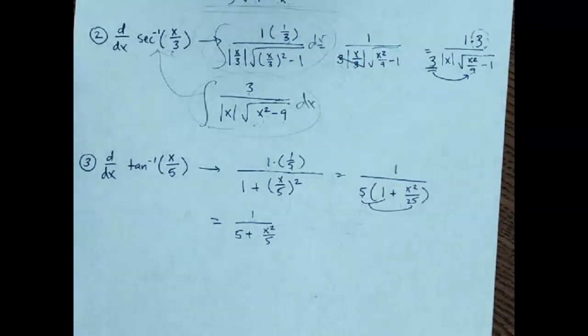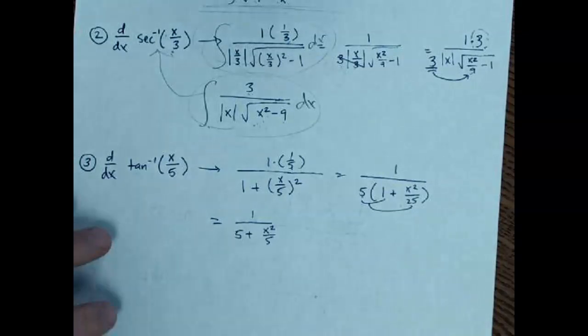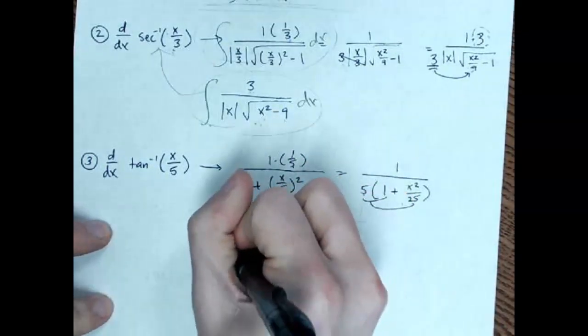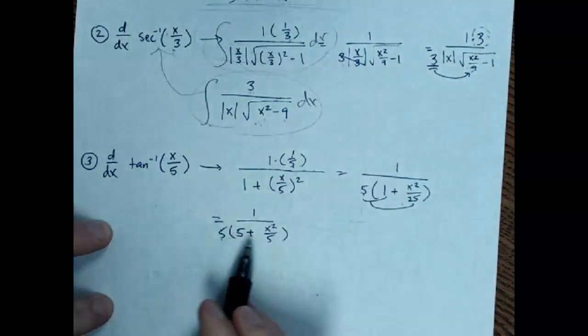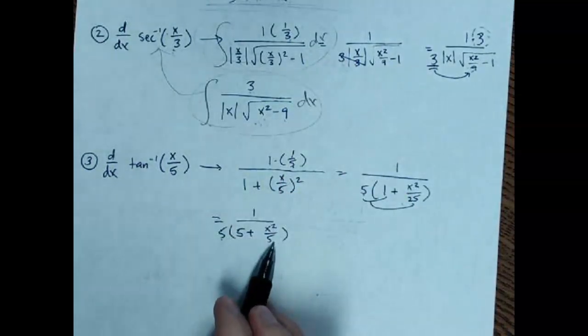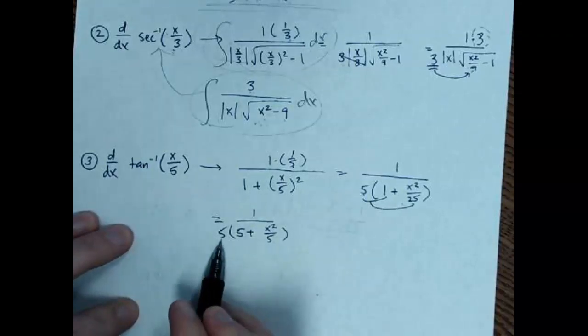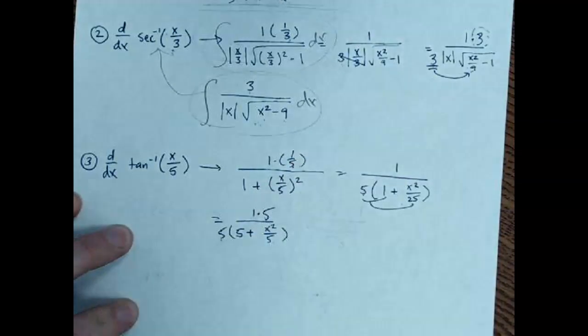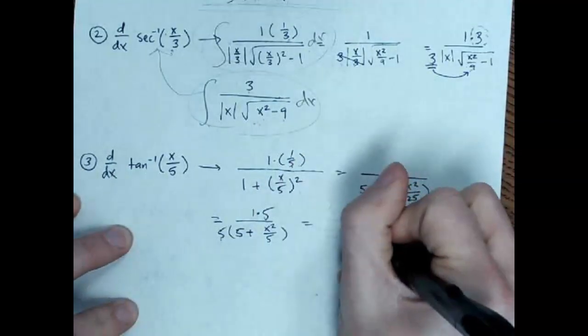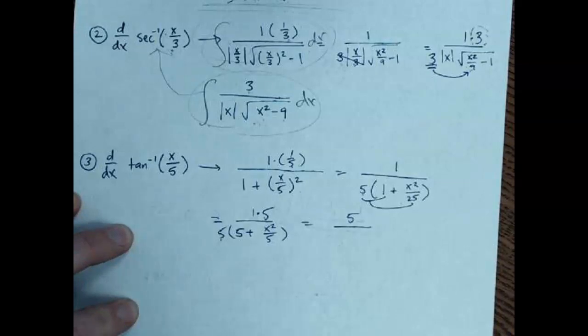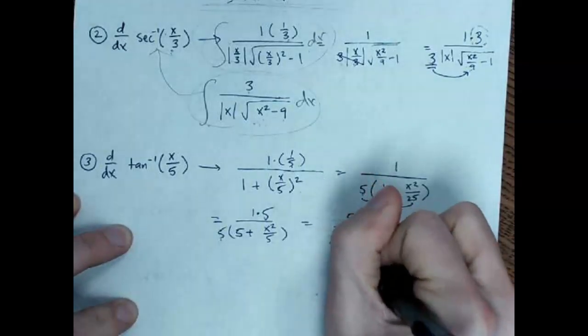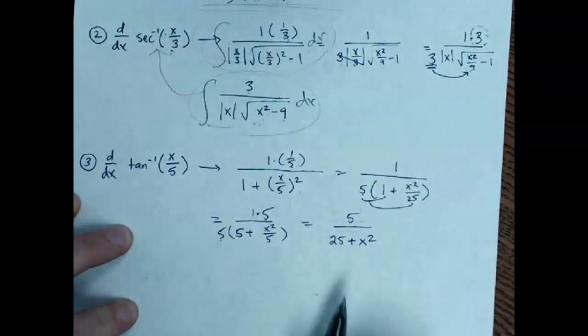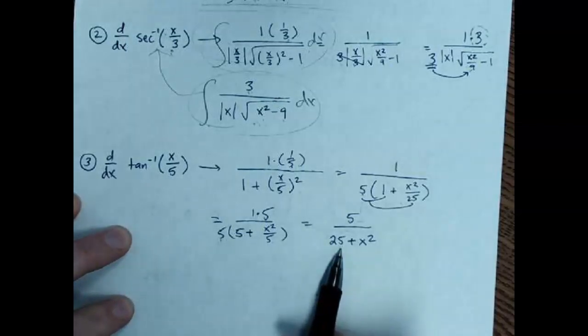So just like the secant inverse, in order to make this tangent inverse look a little bit nicer, we're going to need another term in the denominator, right? I need another 5 to end up killing this denominator, to kill this fraction completely. Since I need this 5 in the bottom to make it look all nice and pretty, I also need one on the top to keep it balanced. And then I could end up with the derivative looking like this, 5 over 25 plus x squared. There's the nicest version of your derivative.